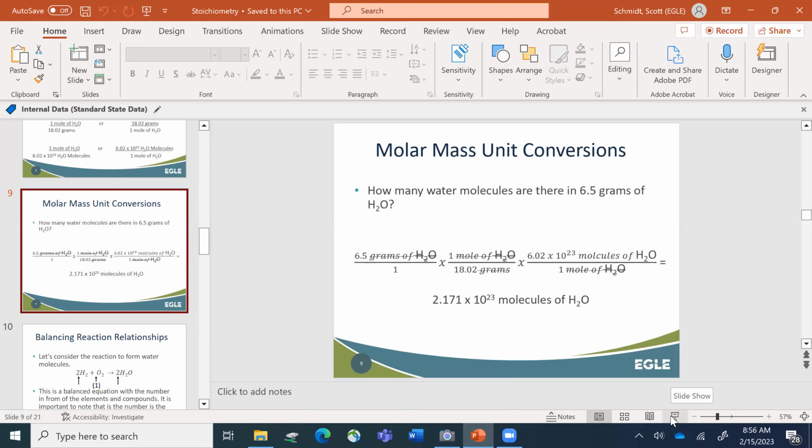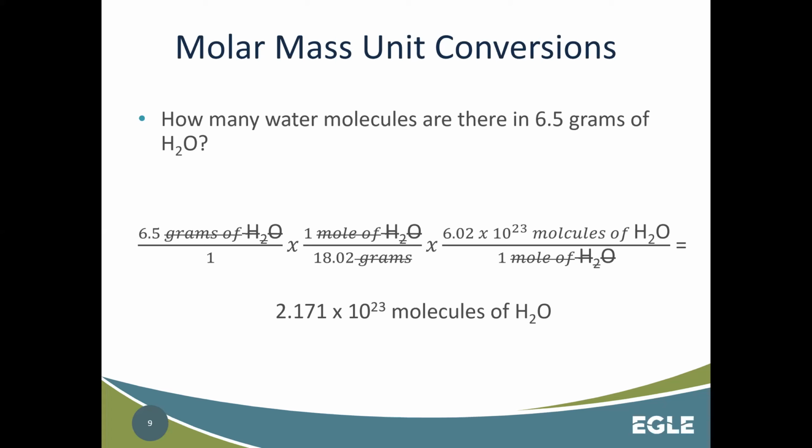Okay, so that's how you do the number of molecules. As you see here, just like I wrote out, it's 1 mole of water. You've got 6.5 grams up top, 18.02 grams on the bottom for 1 mole of H2O. Then you put 1 mole of H2O on the bottom here, equals 6.02 times 10 to the 23rd molecules there. As you can see, the units cancel top and bottom, and just like that, we get to 2.17 times 10 to the 23rd.